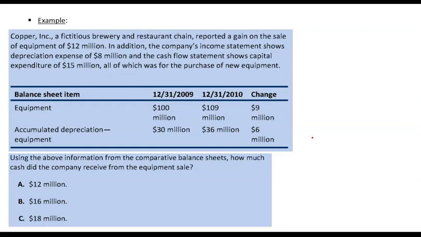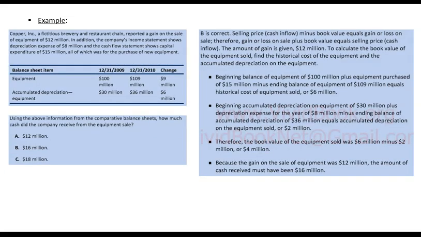Okay, again an example, please do it. So the answer is simply B. How is it B? Cooper Inc., a fixtures, brewery and restaurant chain, reported a gain on the sale of equipment of 12 million. So your cash received will be equal to net book value plus gain. Gain is 12 million. That means you need to find out net book value.